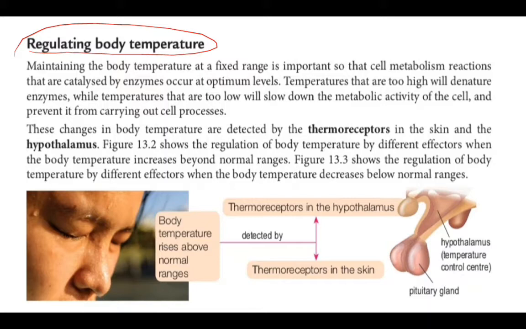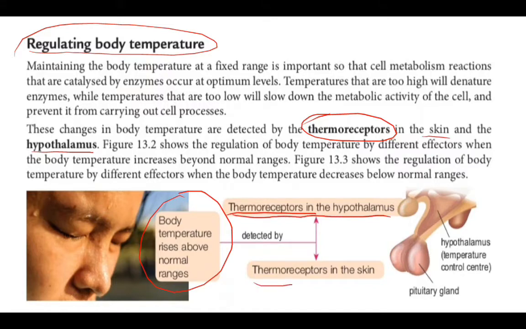Okay, so when the body temperature changes in our body, it will be detected by receptors yang kita panggil thermoreceptors in the skin and also the hypothalamus. If our body temperature rises above normal, it will be detected by receptors, iaitu thermoreceptors in the hypothalamus and also thermoreceptors in the skin. Okay, so yang terlibat sama adalah hypothalamus. This is the temperature control center and also the pituitary gland.